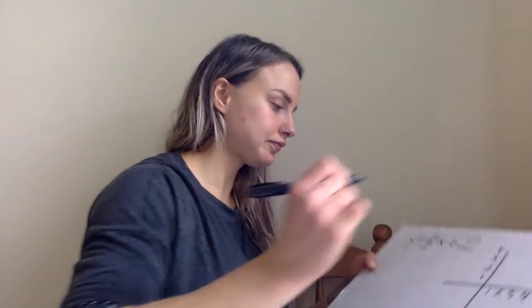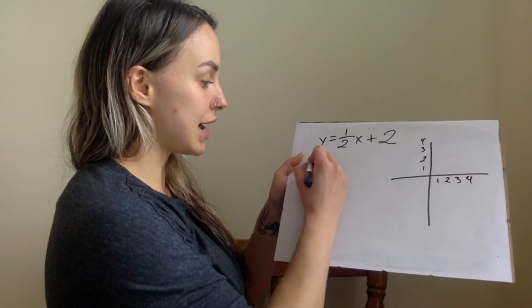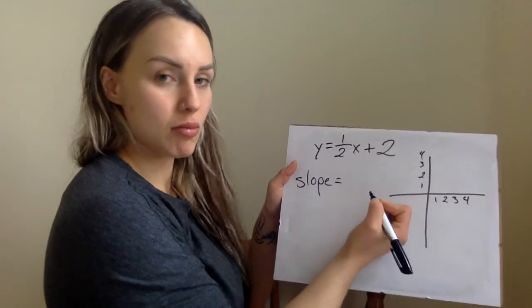Okay? And then let's go to our last one. So graphing without a table of values. If we take a look at y equals 1/2 x plus 2, I'm going to draw our attempted graph on this side. 1, 2, 3, 4. 1, 2, 3, 4.